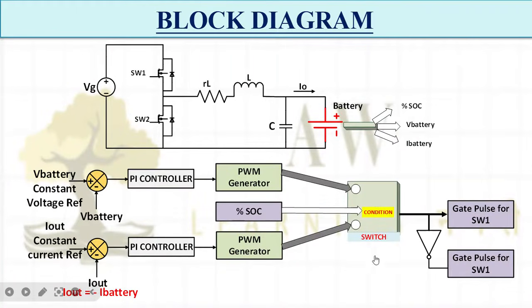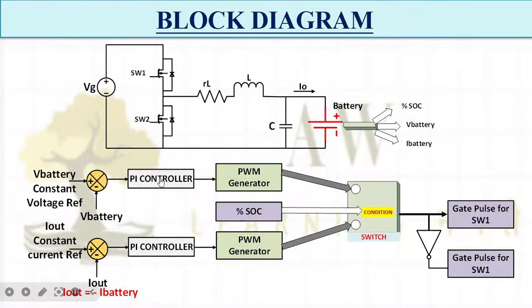Based on this it will generate the two pulses, gate pulse 1 and gate pulse 2, which I am going to give to my switches. So this is the entire block diagram. I will explain the switch block in the Matlab file, no worries. I hope you understood it.